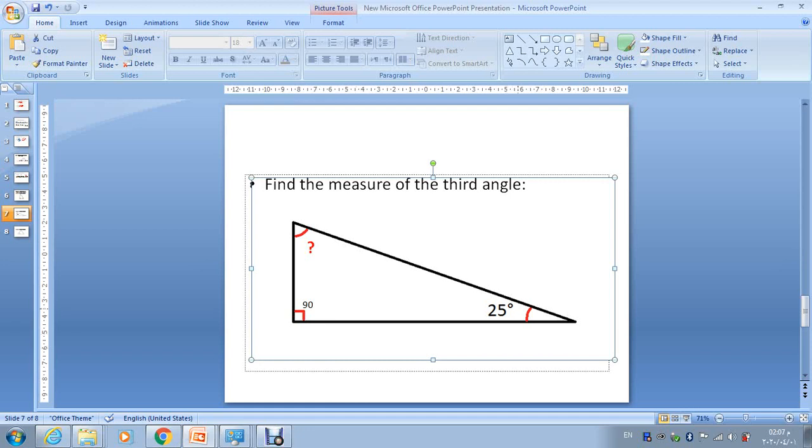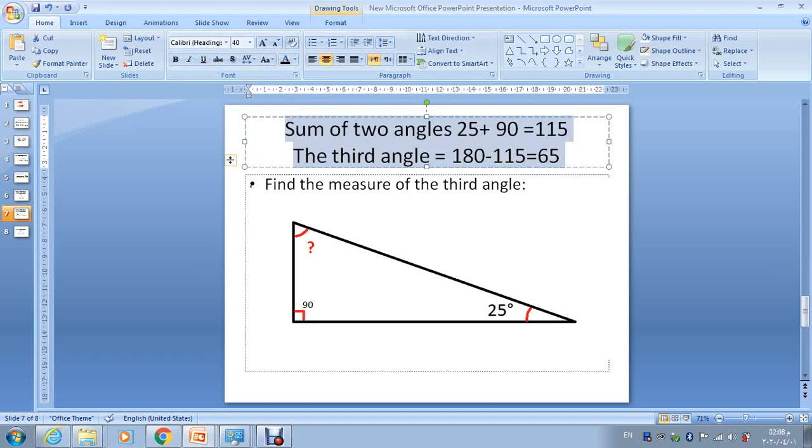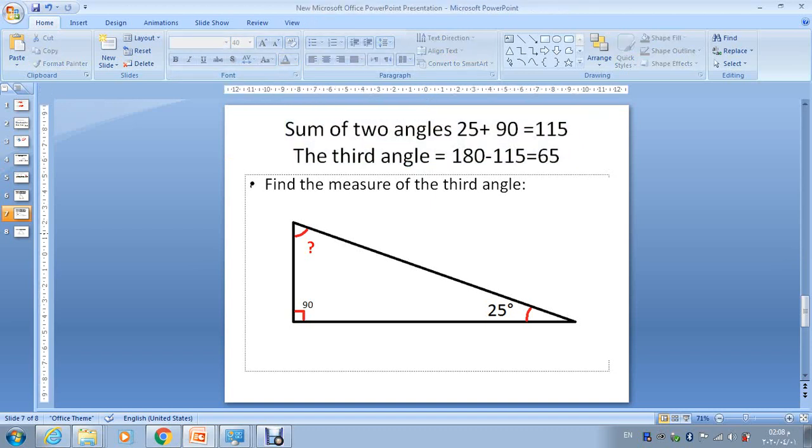So 90 plus 25 equals what? Count it. 90 plus 25 equals 115. Now we know two of the angles in the triangle. How will I get the third? If I know that the sum of all angles in the same triangle is 180, the third will be 180 minus 115. So it will be 65.